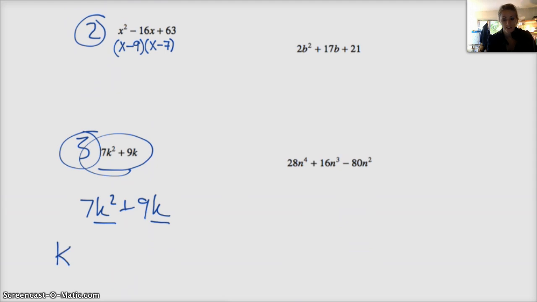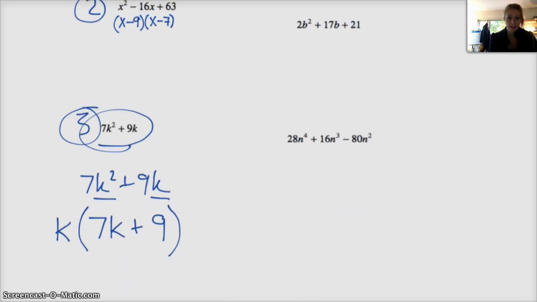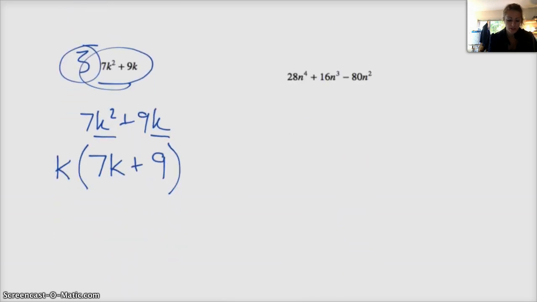You can't divide it out because it's not an equation. You can't just get rid of it, but you can pull it out and you end up with 7k plus 9 left over. Okay, and you can check and make sure that is equal to what we started with, because if you distribute that k back in, you get 7k squared plus 9k. Okay, so yeah.